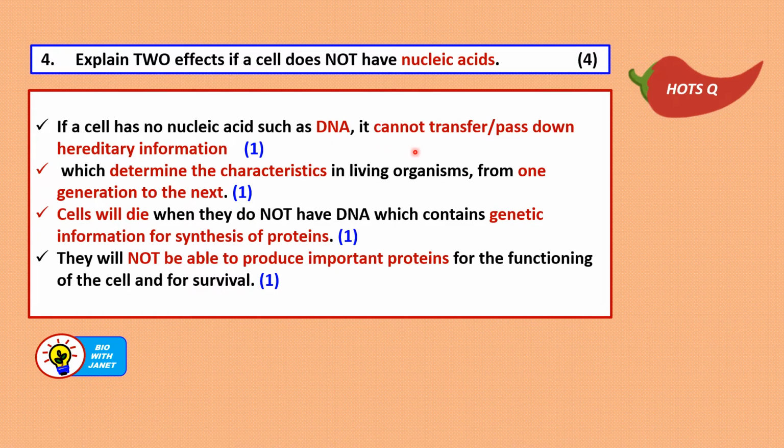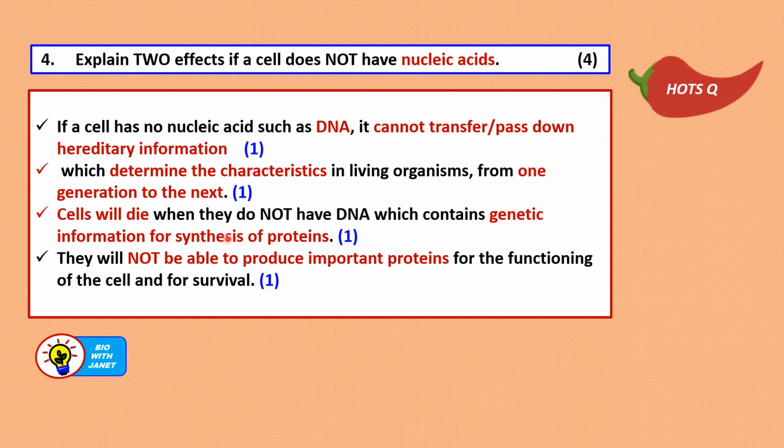Now, for example, you will have to start with, if a cell has no nucleic acids like DNA, so it cannot do what? It cannot transfer or pass down the hereditary information that is stored in DNA. And this hereditary information are the genes or the genetic information for the synthesis of various proteins, right? So without DNA, the hereditary information will be missing. So the cell will not be able to pass it down. The organism will not be able to pass down the hereditary information to the next generation. So this hereditary information determines the characteristics in living organisms from one generation to the next.